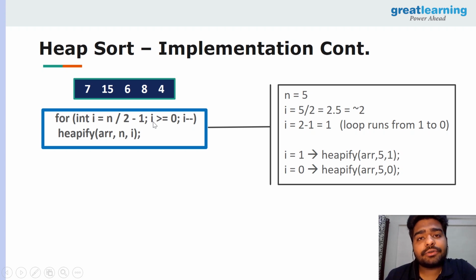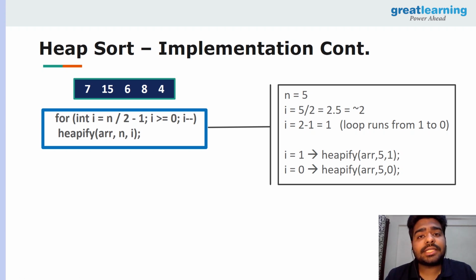Now, what is in the condition of the for loop? It's written 1 is greater than or equal to 0, which is basically true, right? Once it is true, what do we mean by that? We mean that the loop will run from 1 to 0. First, this condition will be true. It will go and call the heapify method. So that means it will call heapify arr, 5, 1. Once that heapify completes, it will come back to this for loop. It will decrease the I value to 0. And again, it will call the heapify method with the values arr, 5, 0.